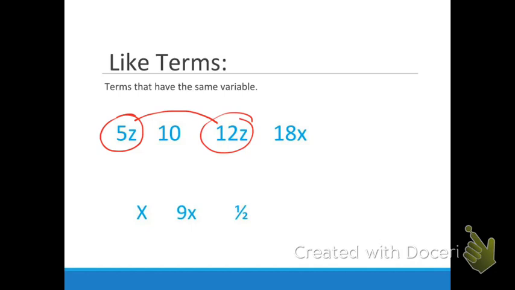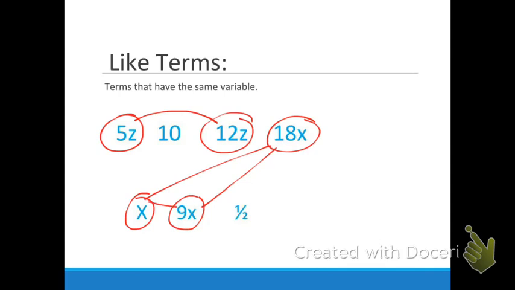9x and 18x. Is there another one that goes with those two? It's just x. Good. All of these have the same variable. So 9x, 18x, and x are all the same variable.